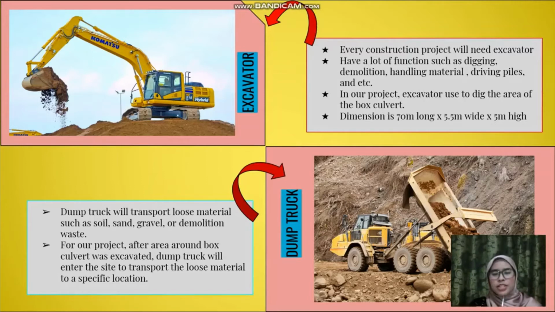The next machinery is the dump truck. The dump truck will transport loose material such as soil, sand, gravel, and demolition waste. For our construction project, after the area around the box culvert is excavated, the dump truck will enter the site to transport the loose material to a specific location.